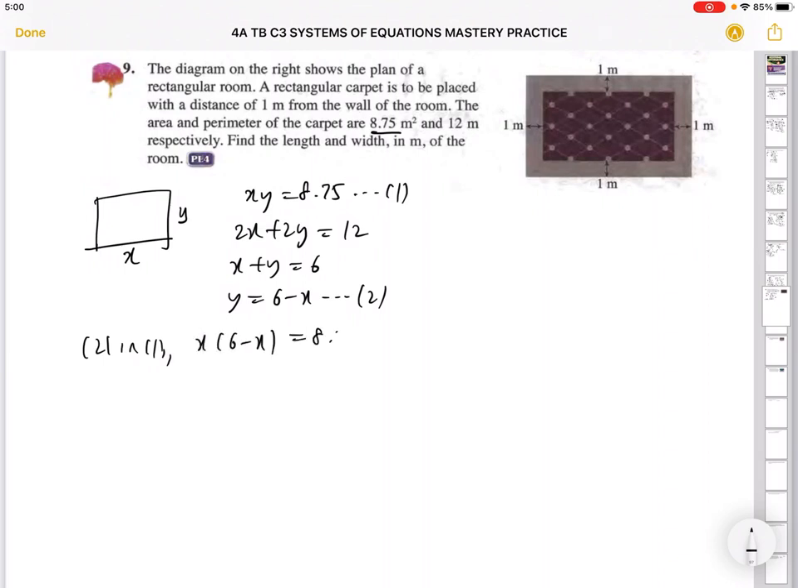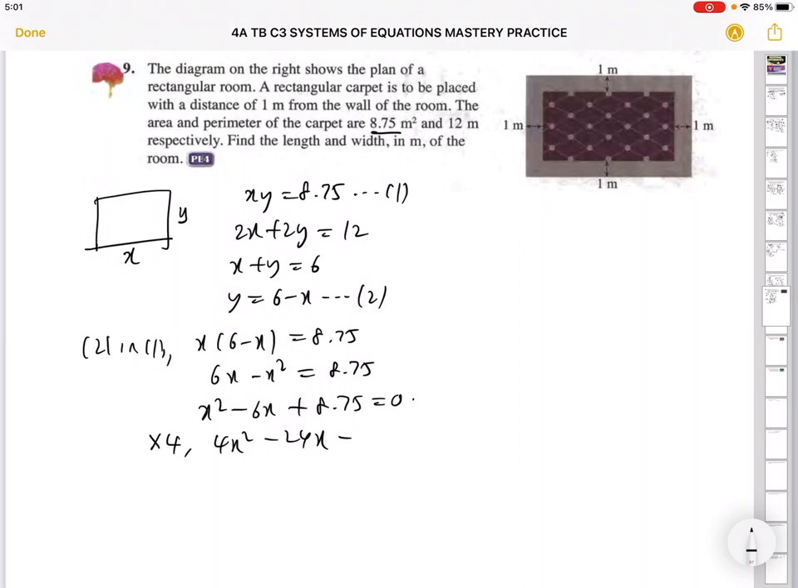Now a bit of an ugly number because it involves a decimal, doesn't matter. Let me bring everything over first, but you notice to get rid of this decimal, because I have the 0.75, I can just times 4. x squared minus 6x, this will be 24x, and 8.75 times 4 is going to give us 35, right? Plus 35. Okay.